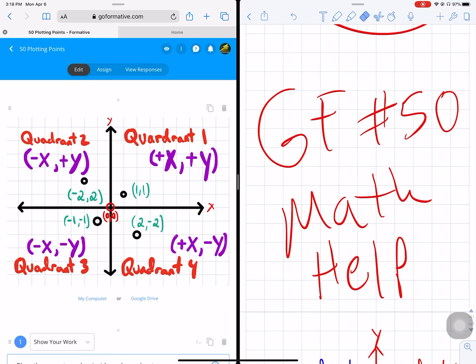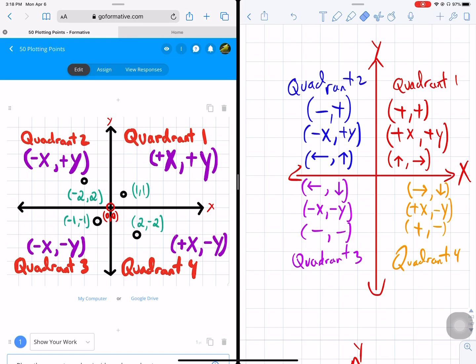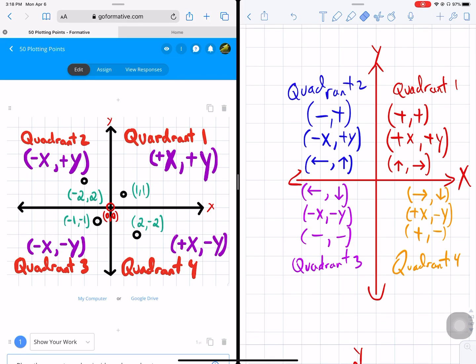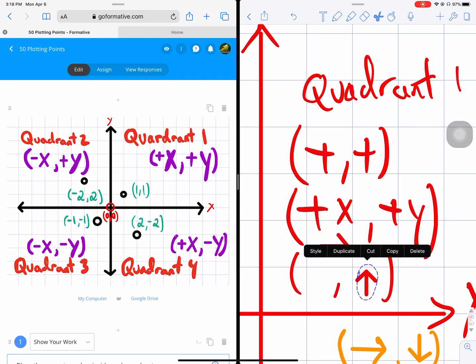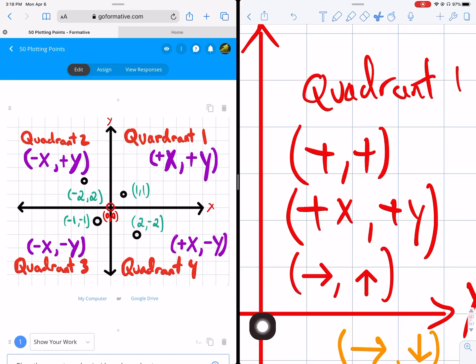So as a reminder, I wanted to make this so you could see. It might seem like a lot of information, but let's just zoom in on quadrant 1. There's 4 quadrants. And quadrant 1 is all positive, x, y, and we're just counting over and up, okay? Always want to do the x first, not the y. So if it said 2, 1, we'd go over 2, and then up 1. If it said 3, 3, we go 3 and 3. If it said 1, 4, we'd go 1, 4. That's quadrant 1, all positive.